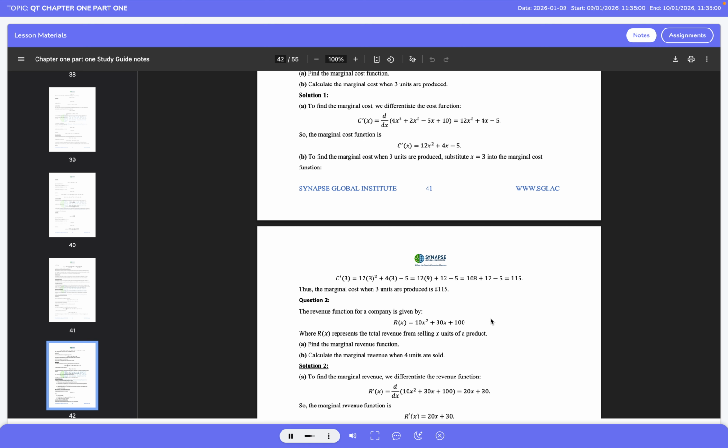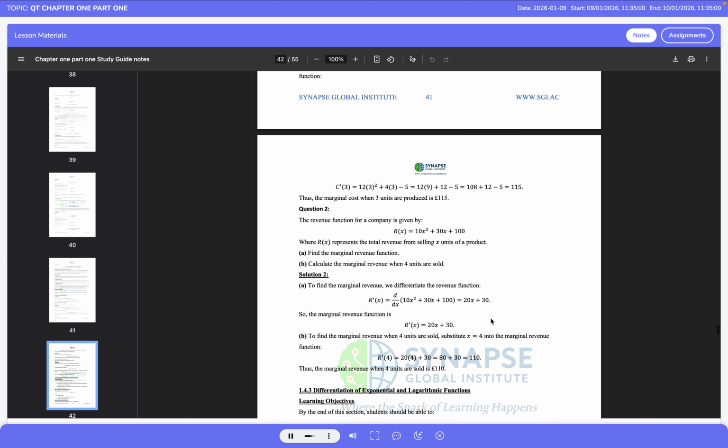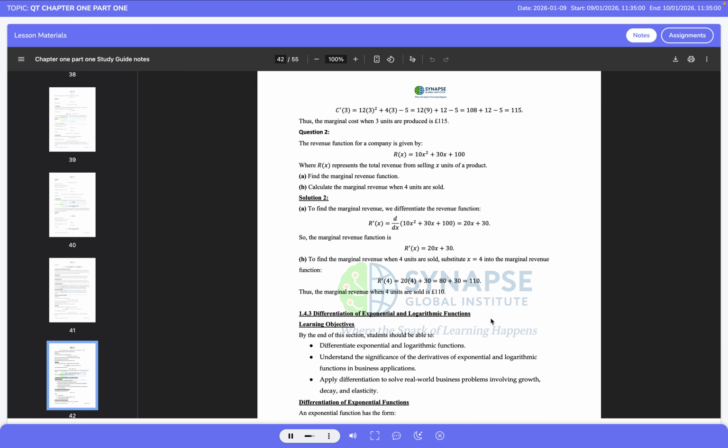The marginal cost function is therefore 12x squared plus 4x minus 5. To find the marginal cost when 3 units are produced, we substitute x equals 3 into this expression, giving 12 multiplied by 9 plus 12 minus 5, which equals 108 plus 12 minus 5, resulting in 115. This means that producing the 4th unit increases total cost by approximately £115.